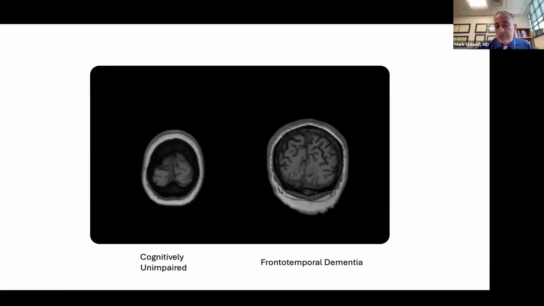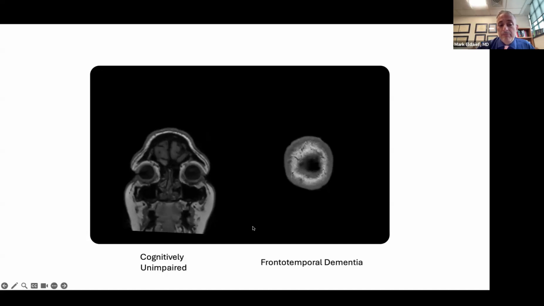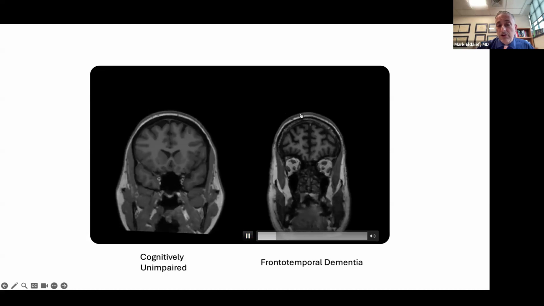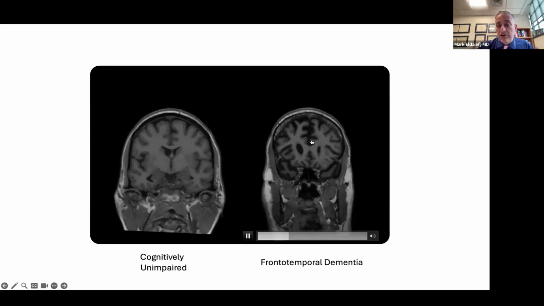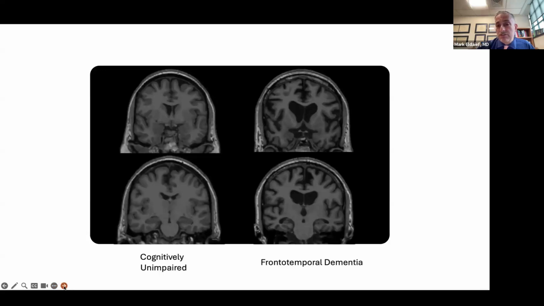Everybody has these holes, these little cavities in their brain. But in the person on the right, these have expanded so that you can actually see them get bigger, because the rest of the brain is starting to shrink. Okay, and these are just still images, not the movie images.